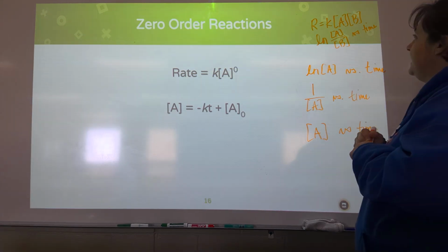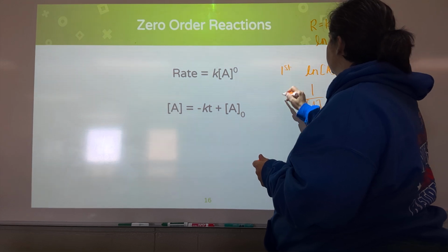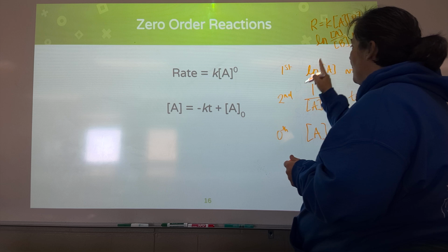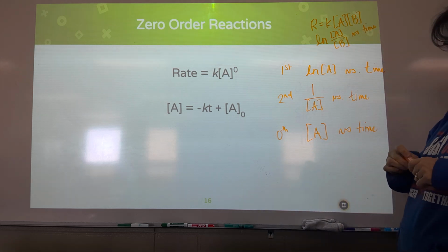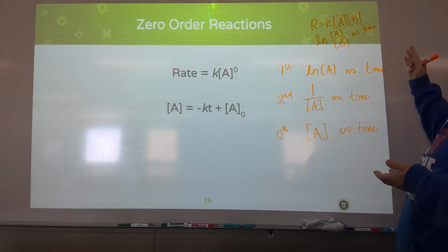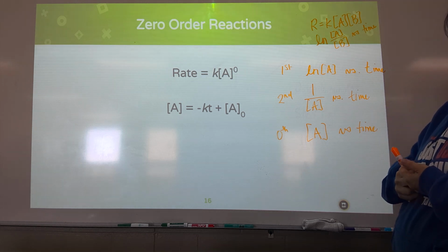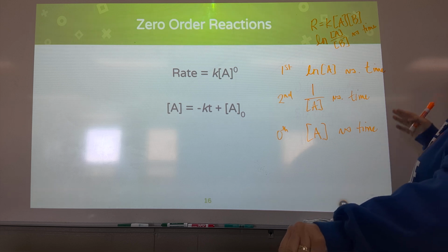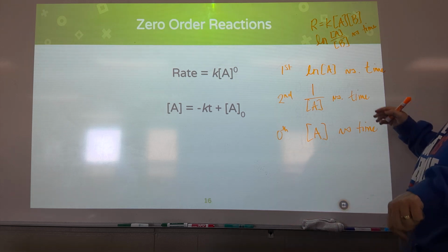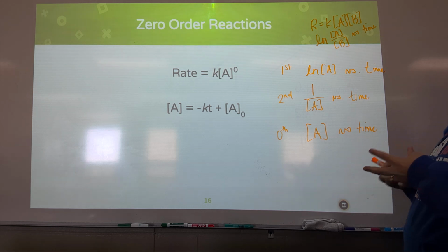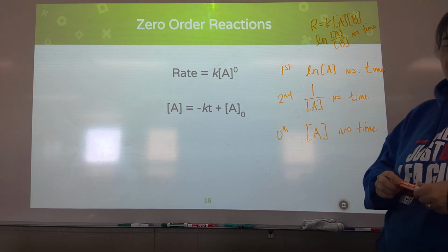So this one is for first order, this one is for second order, and this one is for zeroth order. And we graph all three of these when we are looking for an integrated rate law. Whichever one gives us a line is the one that tells us the order of the reaction. And so that's kind of the standard practice. We will graph those three things when we're looking to determine the order of our reaction.